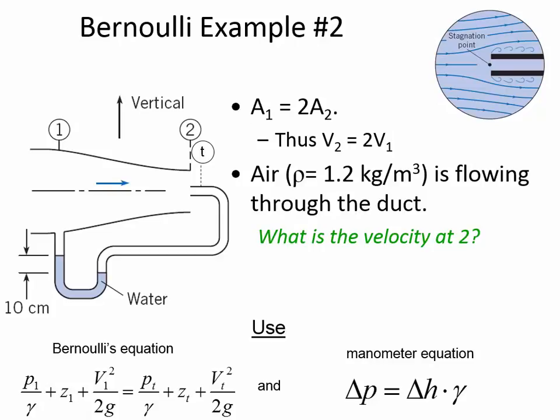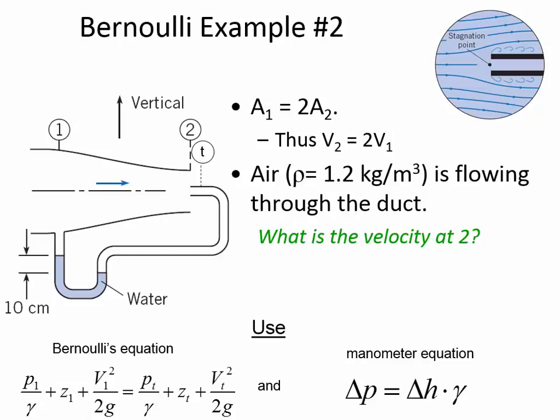What's the velocity inside the tube? What's the velocity inside of a stagnation tube? 0. Conditions are static. There's no flow velocity. So V sub t is 0. All right. So we want to find the velocity at 2. What you have to do first is find the velocity at 1. And once you know the velocity at 1, then you can find the velocity at 2 with this relationship from above.